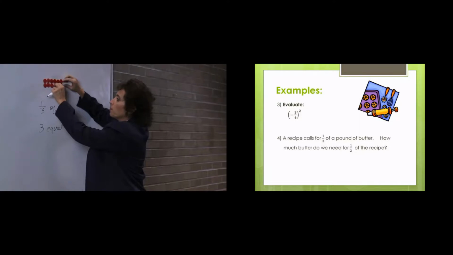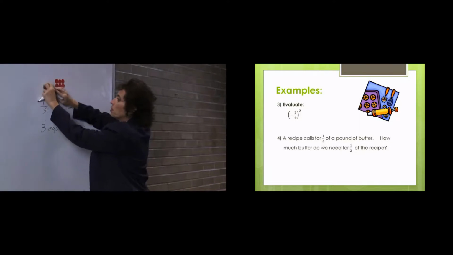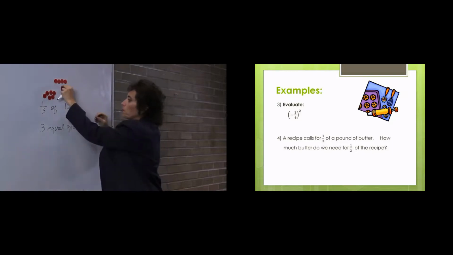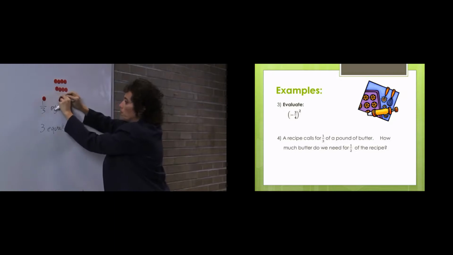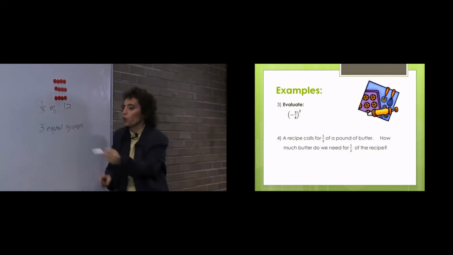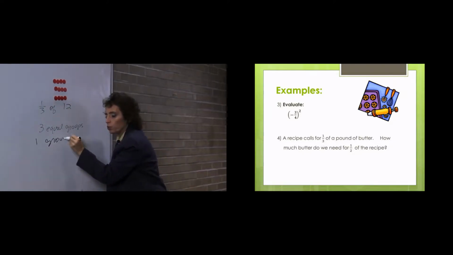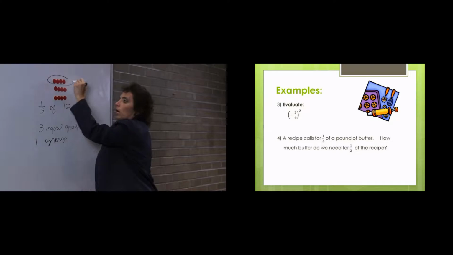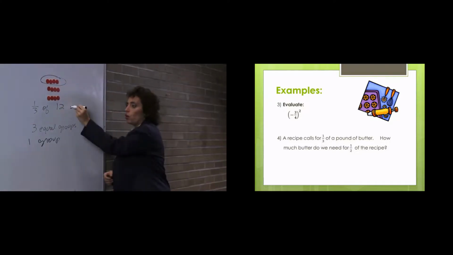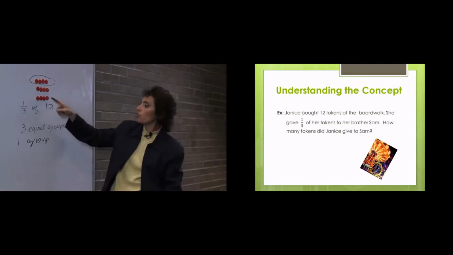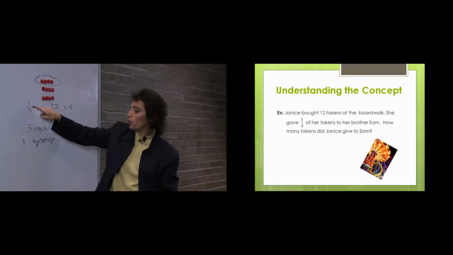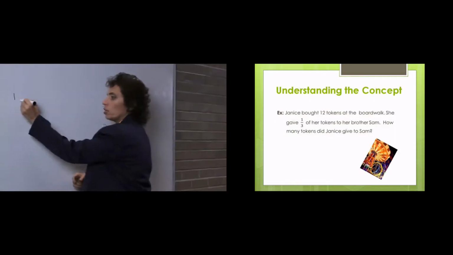So let's do that. Okay. There's one group. There's my second group. There's my third group. There's your 3 equal groups. What does the 1 tell me? The 1 means I want one group. So if I want one group, I want this group, let's say, so I want 4 tokens. That's what that means. 1/3 of 12 is 4, because I want 3 equal groups and I want one whole group. I'll prove that to you.